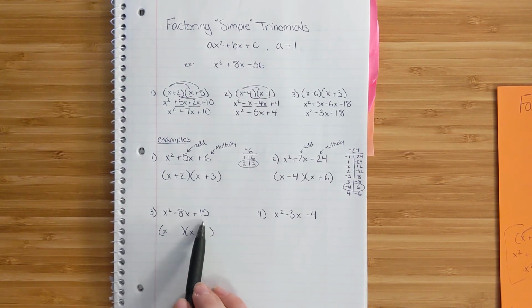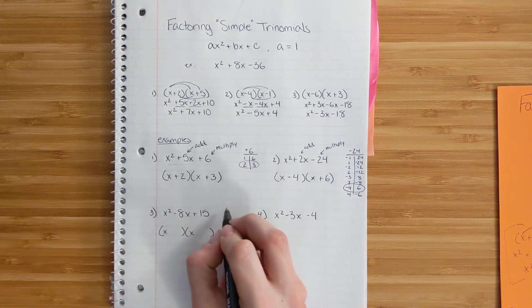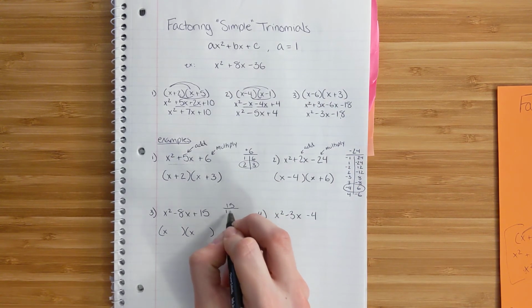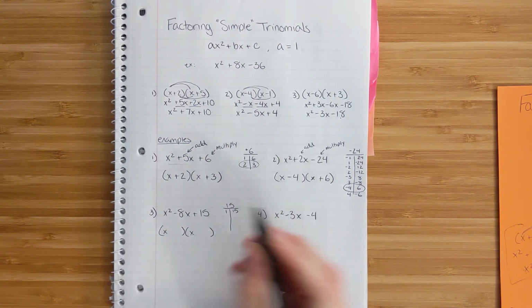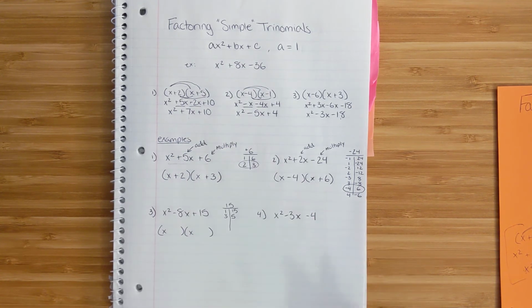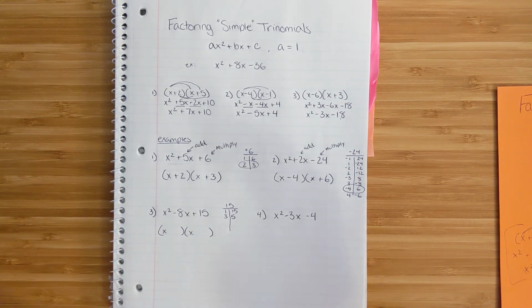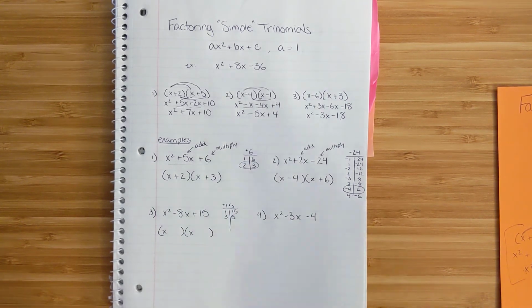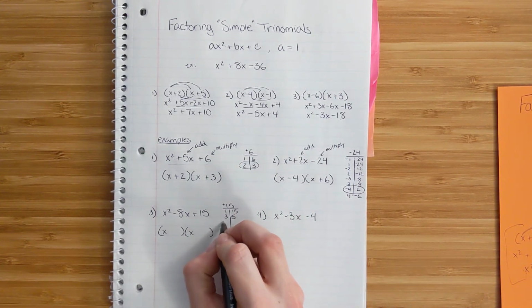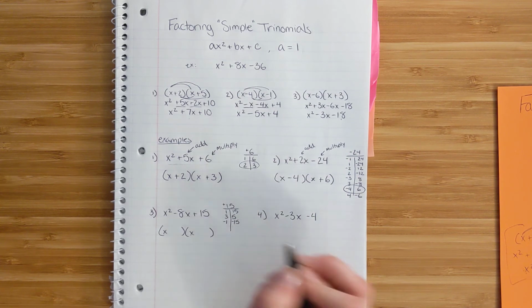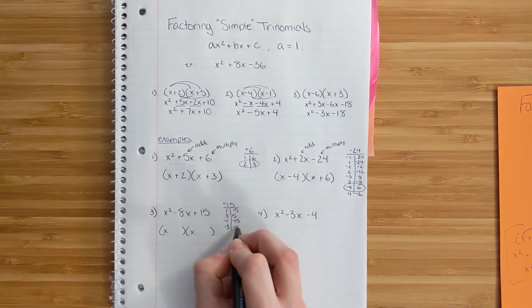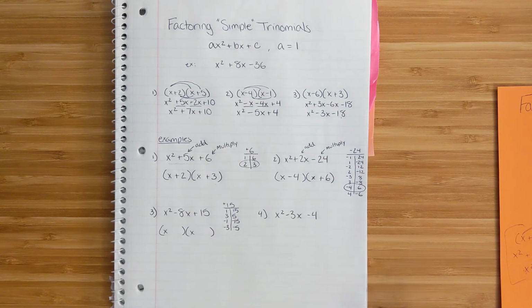So with positive 15, I've got combinations like 1 and 15, 3 and 5, but none of those add to negative 8. The important thing to remember is that not only do two positives multiply to a positive, but also two negatives. So I could add negative 1 and negative 15, or negative 3 and negative 5 to the list, because those also multiply to positive 15.